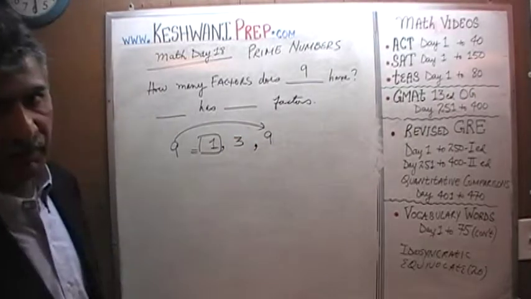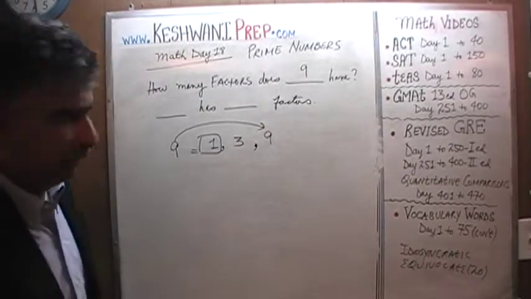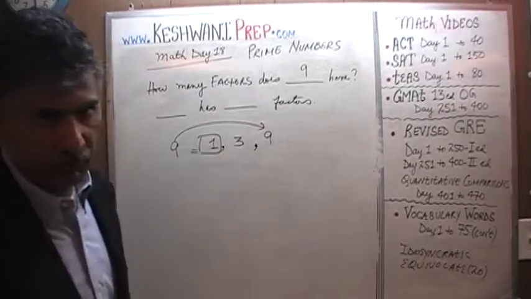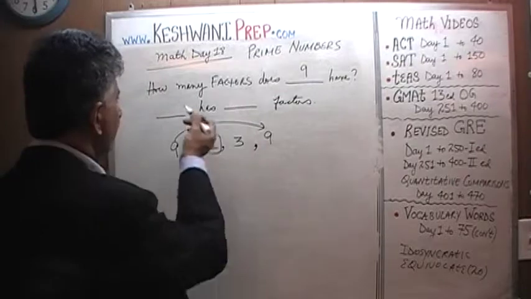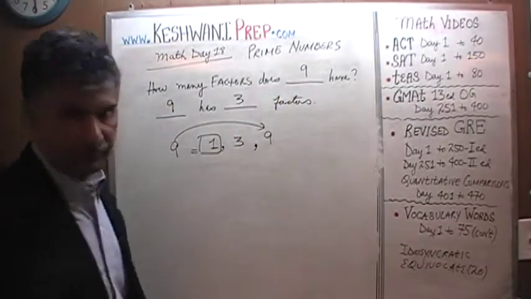It turns out that there is only one other number that we can divide 9 by. 9 divided by 3 is going to be a whole number, 9 divided by 1 is going to be a whole number, and 9 divided by 9 is going to be a whole number. There is no other number. So it turns out, how many factors does 9 have? The answer is 9 has 3 factors.